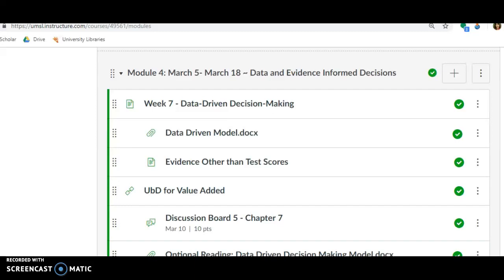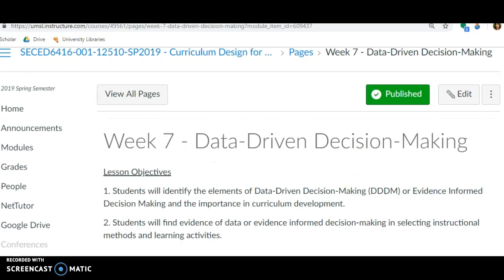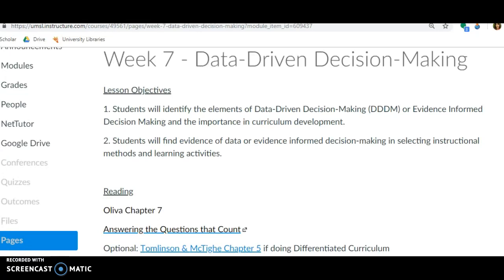This week we start Module 4, which is about data and evidence-informed decisions. So if you look at week 7, you will be thinking about what data-driven decision-making or evidence-informed decision-making is and why it's important in curriculum development. And then you will be finding evidence in order to select instructional methods and learning activities.